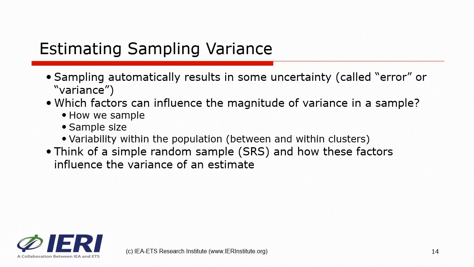Now, sampling automatically results in some uncertainty. This is called error or variance. Which factors can influence the magnitude of the variance in a sample? How we select the people, how we sample, the sample size, and the variability within the population, between and within the clusters. Think of a simple random sample and how these factors influence the variance of an estimate.